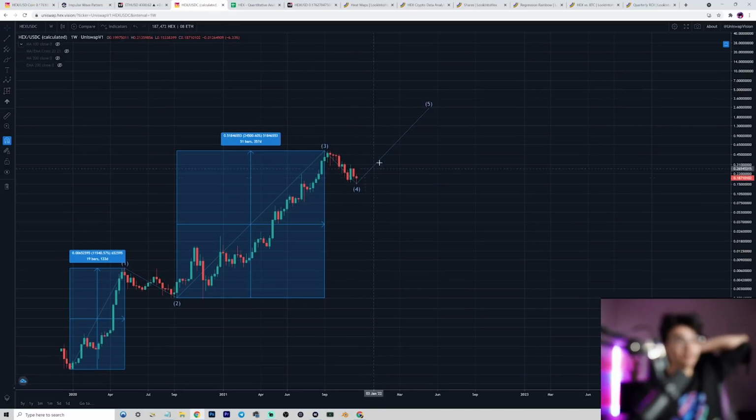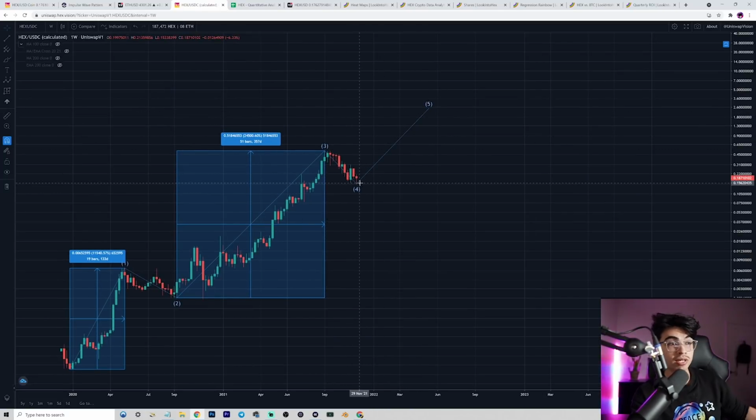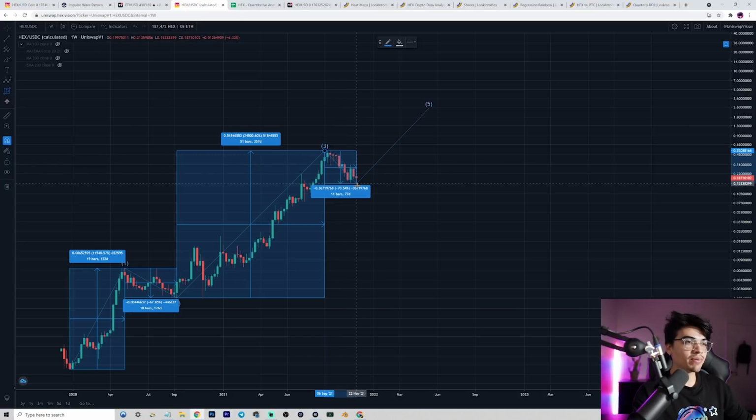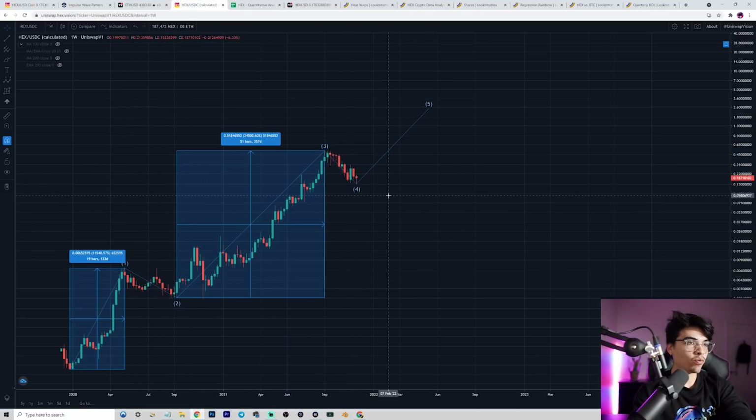Point being, wave 5: could we have completed a wave 4? Potentially. If not, it could be coming literally any day now, right? This dip back here was like 67%, 68%. The current dip, like I said, is closer to 74%. On V1 it shows 70%, but in reality it was closer to 74%. So again, 70-ish% dips.